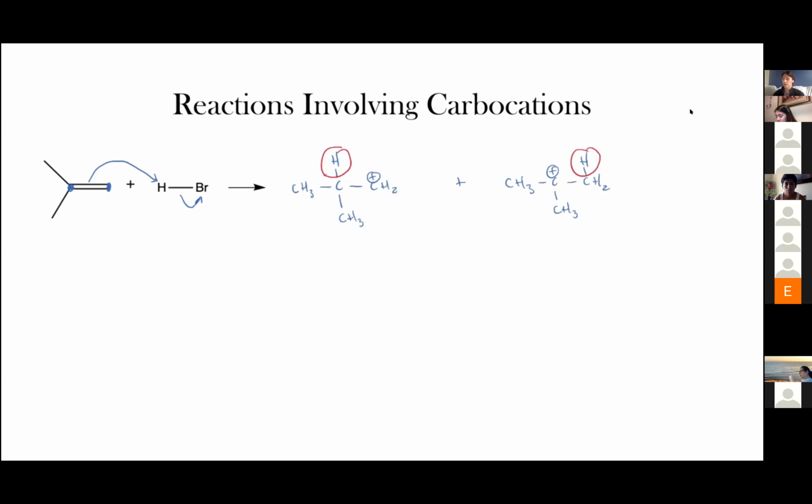And so in the case of the one on the left, we have formed a primary carbocation, right? Because if we look at this carbon, we only have one alkyl group attached to it. And in this one, we've formed a tertiary carbocation, okay? Because we had the hydrogen attach at the carbon on the outside as opposed to the middle one.